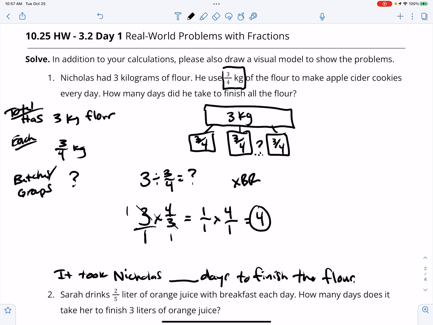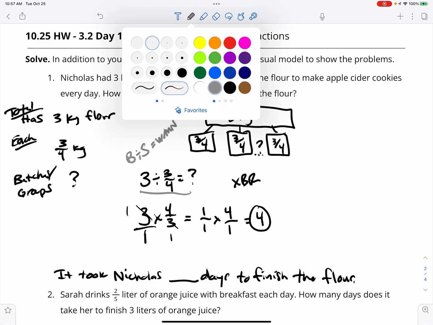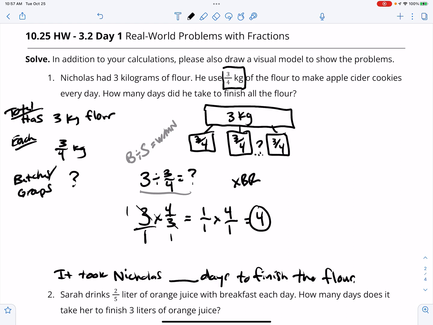And if I go back to my original equation that I'm solving here, I have my bigger number divided by my smaller number, so my answer is going to be a whole or a mixed number. So this does seem reasonable, that it could take me 4 days, or it could take Nicholas, this mystery Nicholas, 4 days to use up all that flour. Seems pretty good.